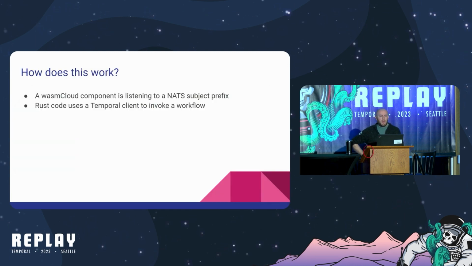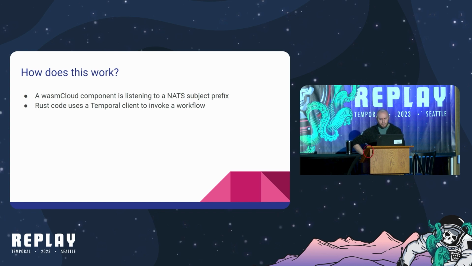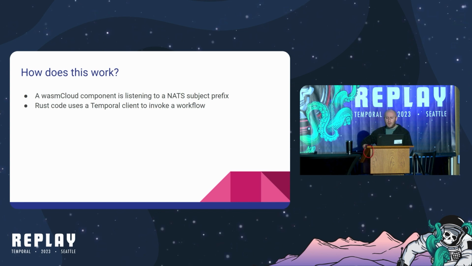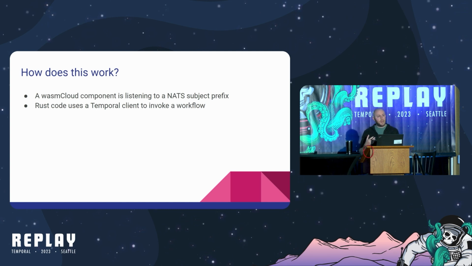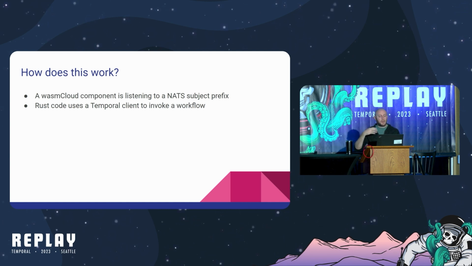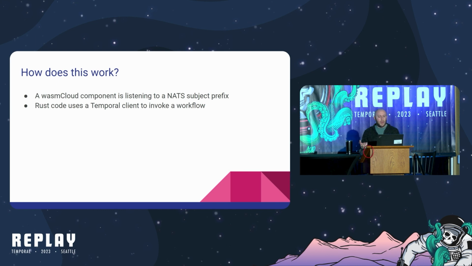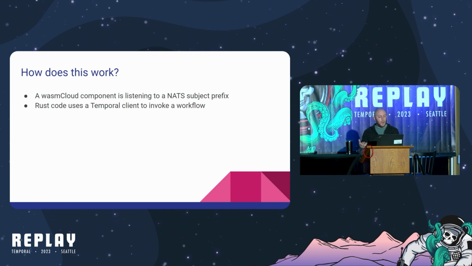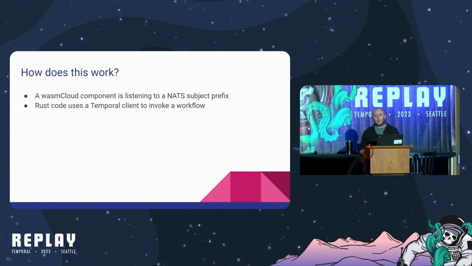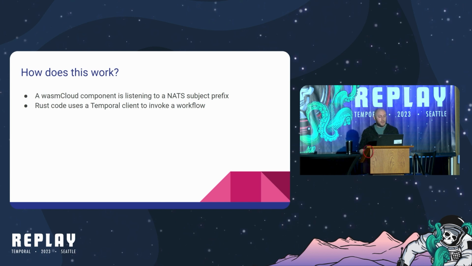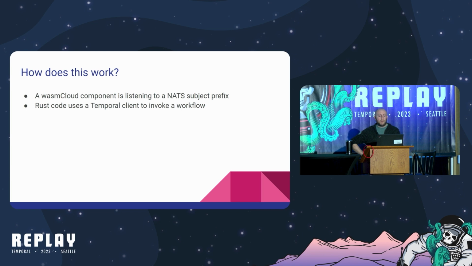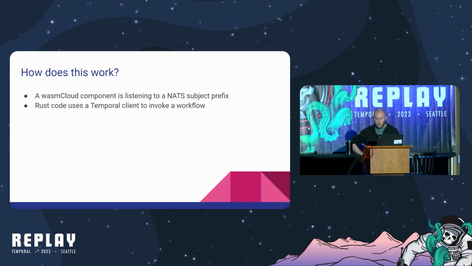So how this is all implemented, right, is that we have a wasmCloud component that is listening to NATS, so it knows how to take that information, from the subject and whatever parameters, and actually invoke a workflow. And because it's in our backend, we write Rust. We're actually using a Temporal client instantiated from the core SDK to invoke a workflow.